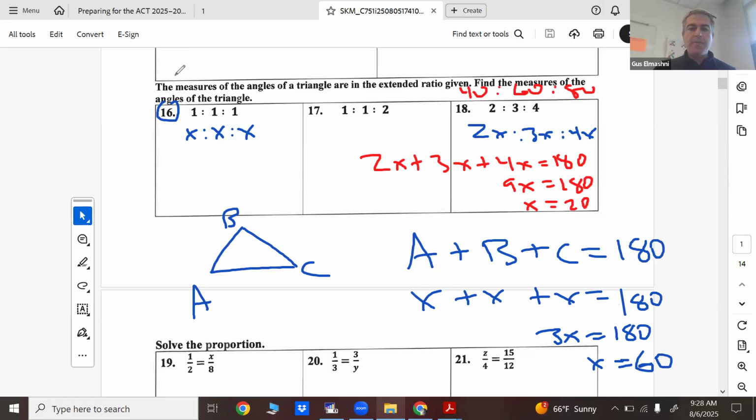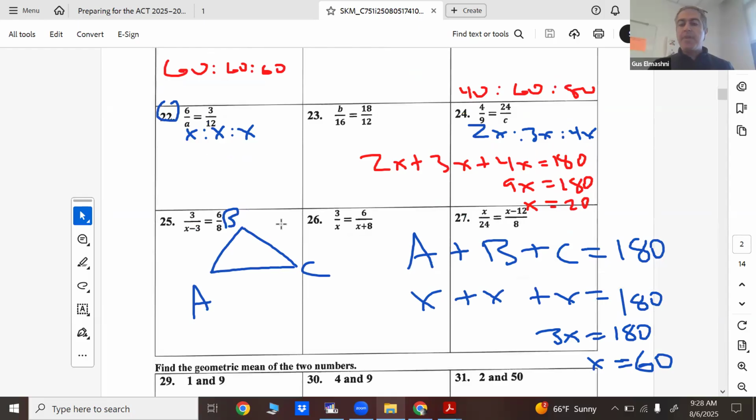For number 16, that was 60, 60, 60. Right? Because we had a 1 to 1 to 1 ratio, but the 2, 3, 4 ratio falls at 40, 60, 80. So what do you get for x? We times it by that. Correct. So once I solve for x here, then I get 40, 60, 80. Because it maintains the same ratio, because 40 to 60 is 2 to 3. 60 to 80 is 3 to 4. 40 to 80 is 2 to 4, or 1 to 2. So that's just a little strategy you can use when you have more complex ratio problems.